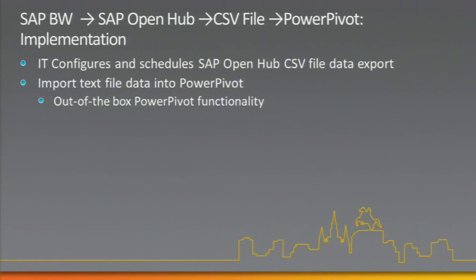In terms of implementation, SAP will let the SAP guys do that. They have to get an OpenHub license. They configure this OpenHub to do a CSV file data export. You can also, from OpenHub, export into a relational database table. Kind of my last comment on this is going to be, don't do this. If you're going to have to do this, do it into a relational database table. But this was the scenario for our white paper. And once you get the export, again, importing from a text file into Power Pivot is out-of-the-box functionality.